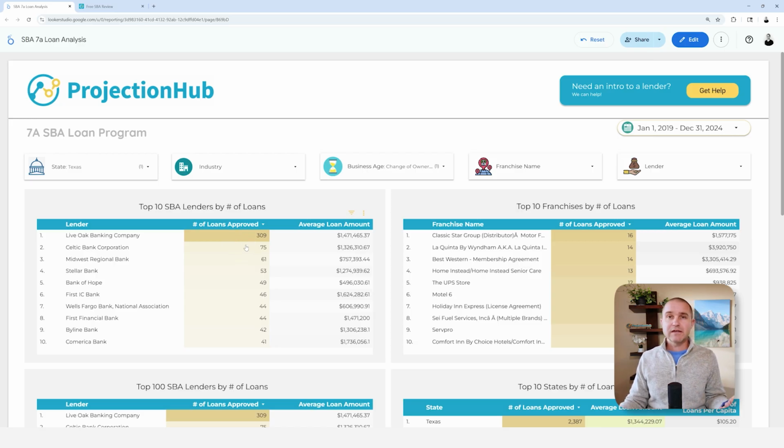Now, this is great. It's helpful to give you a list of lenders to reach out to, but there is a limitation here. It doesn't show you a name of a person. It doesn't show you contact information for how to actually get in contact with somebody that's going to be helpful here. So we do have this little button up here, Get Help.